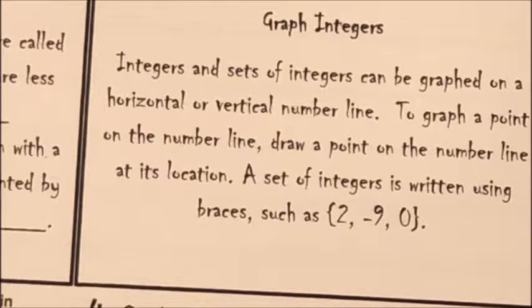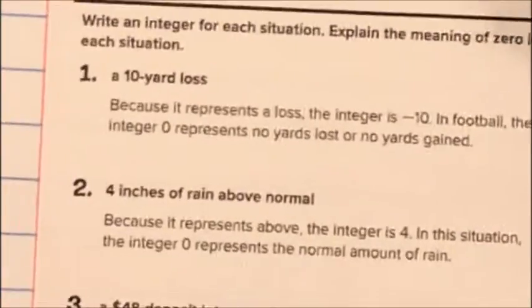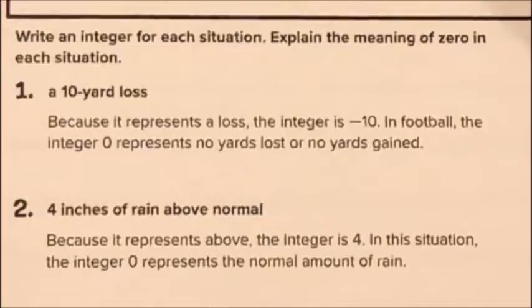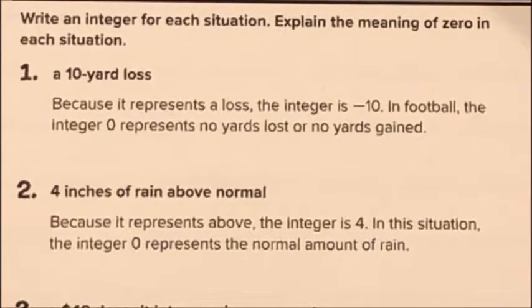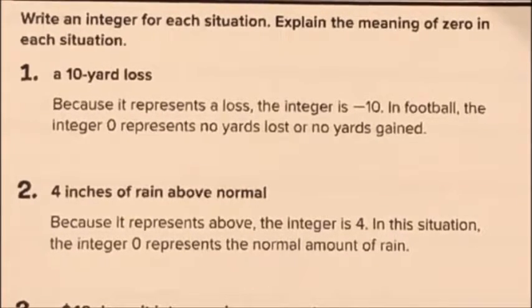So let's look at some examples. Example number 1 says write an integer for each situation. Explain the meaning of 0 in each situation, okay? So a 10-yard loss. I lost something, right? So it's going to be a negative integer. Because it represents a loss, the integer is -10. In football, the integer 0 represents no yards lost or no yards gained.